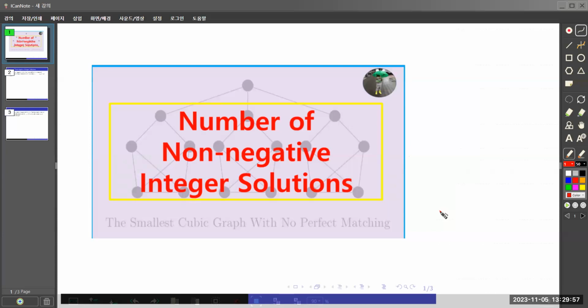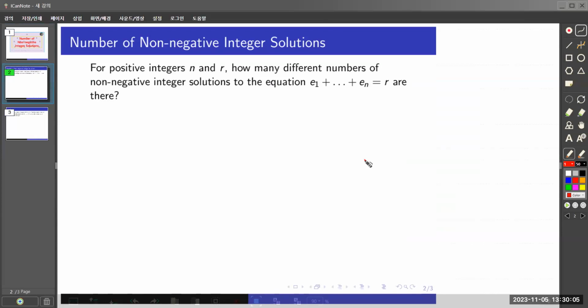In this video, we handle a problem related to the number of non-negative integer solutions to an equation. Given an equation, the sum e sub 1 through e sub n equal to r, we want to count the number of non-negative integer solutions to the equation.